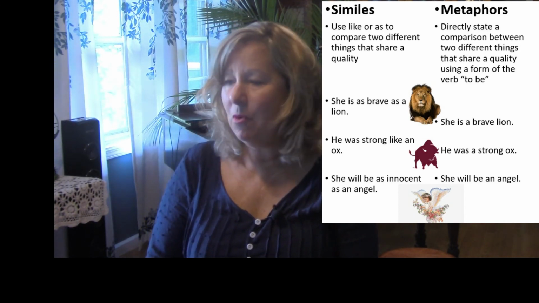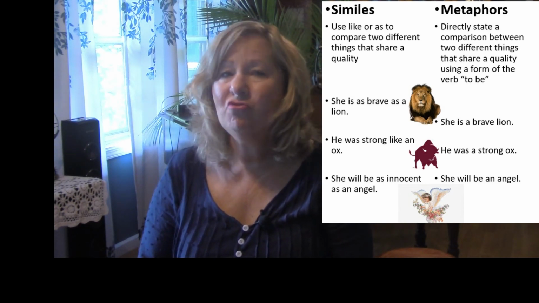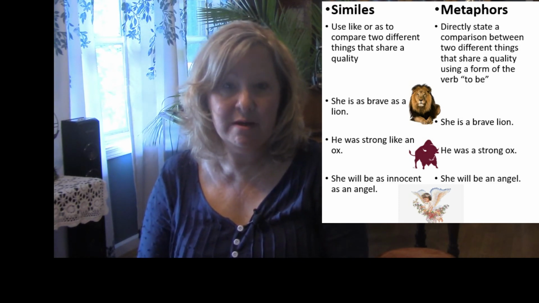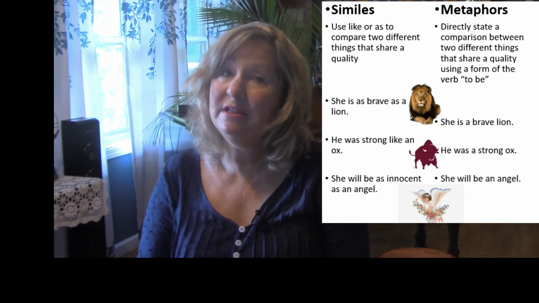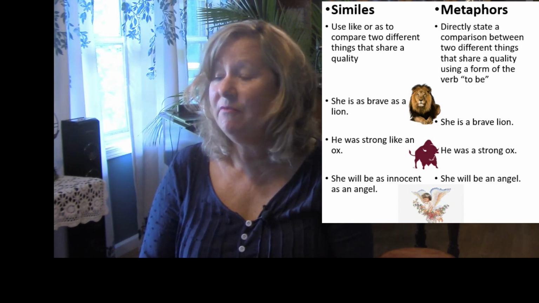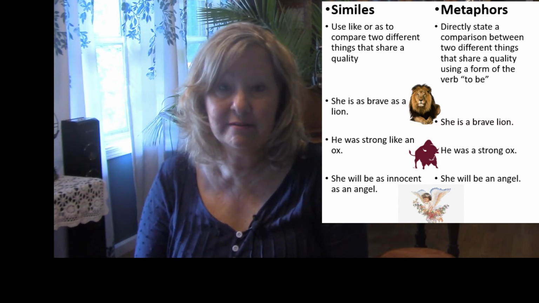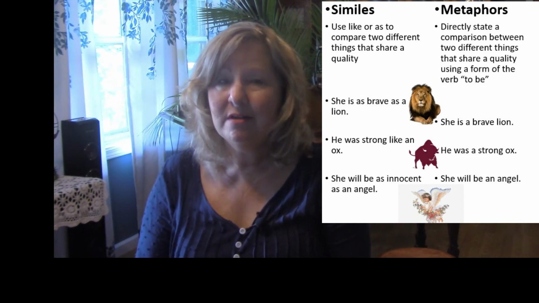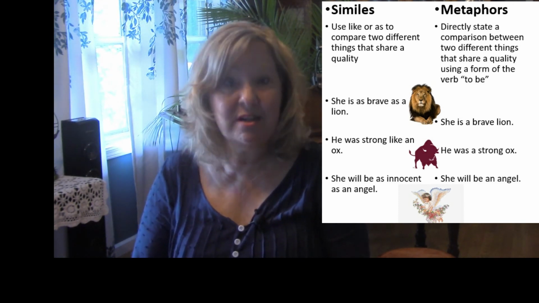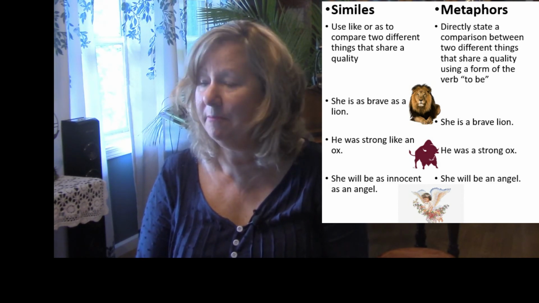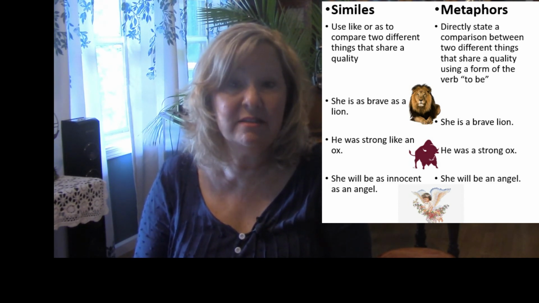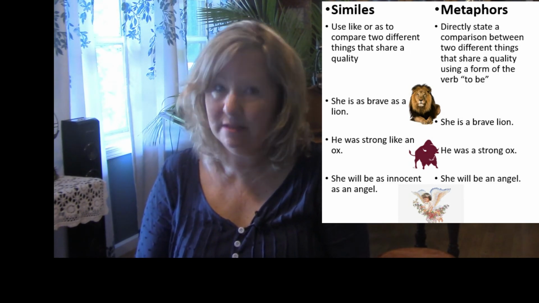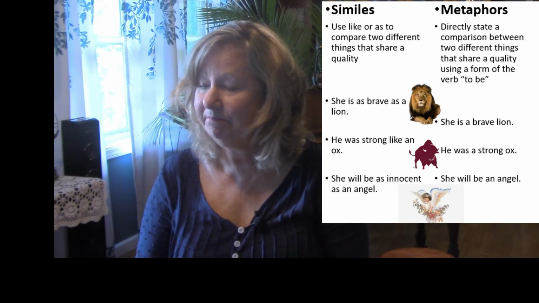Now for a metaphor, all you do is drop that like or as and make a direct comparison between two very different things. So if we said she is a brave lion, that turns our former simile into a metaphor. She's not like a lion now, she is a lion, and that's a metaphor. If we say he was a strong ox, that's a metaphor. No like or as, as when we use the simile.